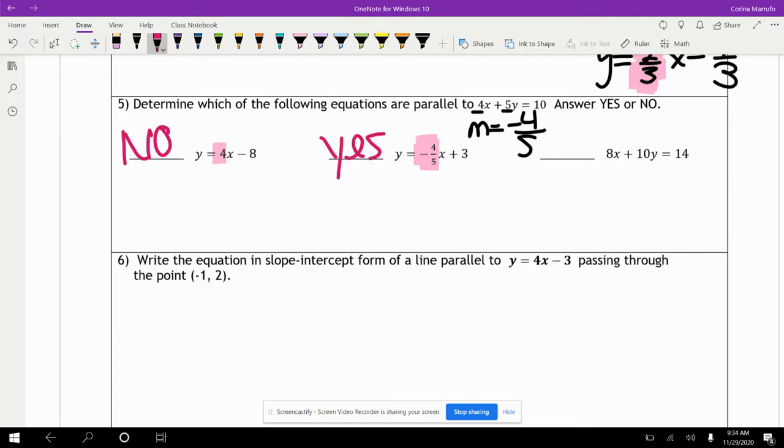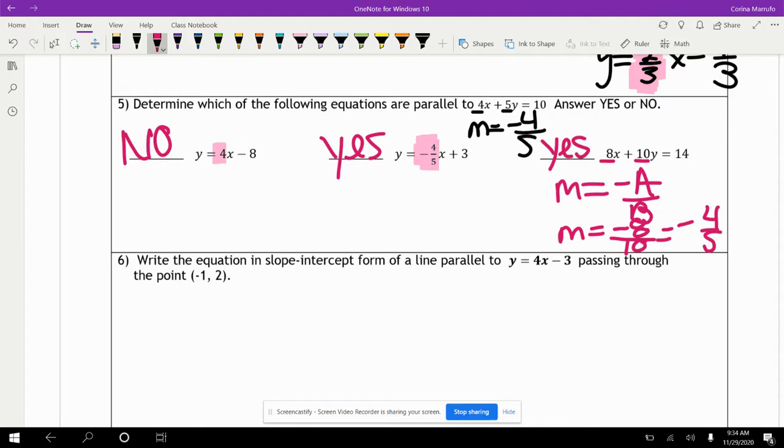And then the next one, we're going to have to use the same formula. So m equals negative a over b. I'm going to write it out. And the a is the number being multiplied with the x. So m equals negative 8 over, and then the b is a number being multiplied with the y. So negative 8 over 10. Now that is not the same as negative 4 over 5, but if we simplify it, it does reduce to negative 4 over 5. So yes. Make sure you guys simplify, because it looks at first that the numbers are not the same, but it does need to be simplified.